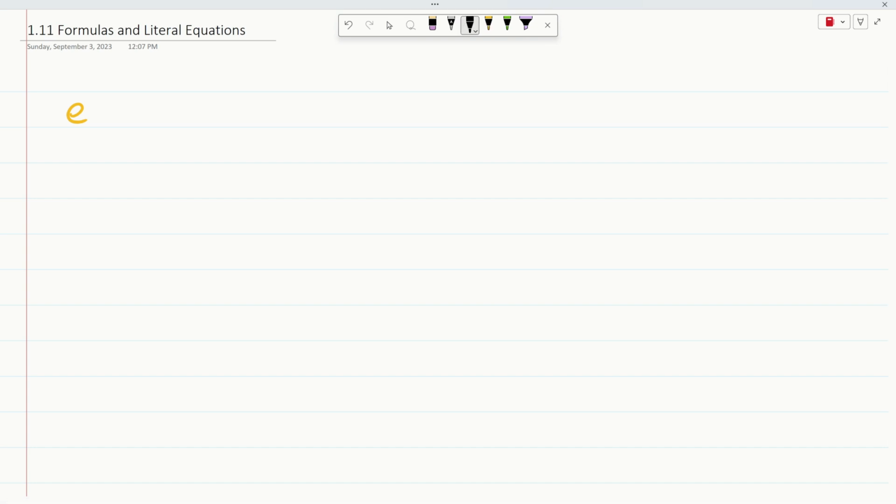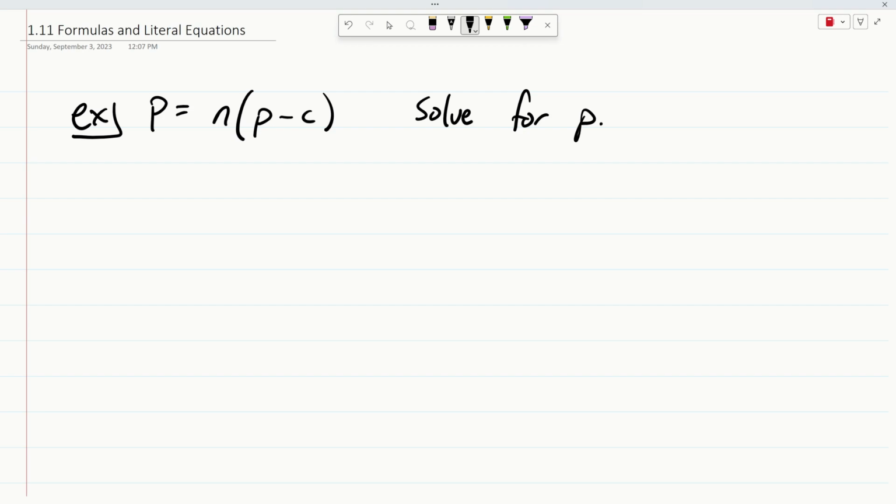Let's get a better color out, sorry. All right, we have the formula P equals N times the quantity, P minus C, and we're going to solve this for P. Okay, so in this scenario here, please note that the letter P is inside of the quantity, and this is the letter N times the quantity of P minus C. So let me write that out here in words so you can see exactly what I'm saying.